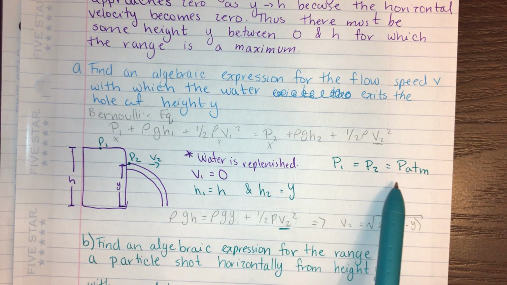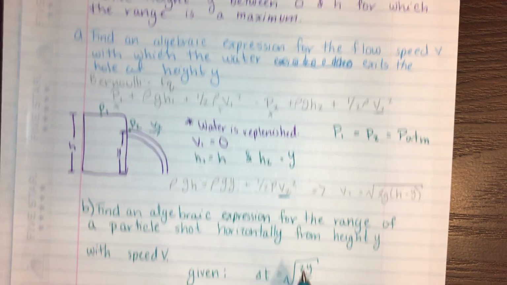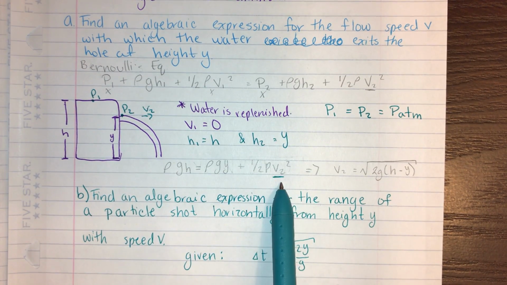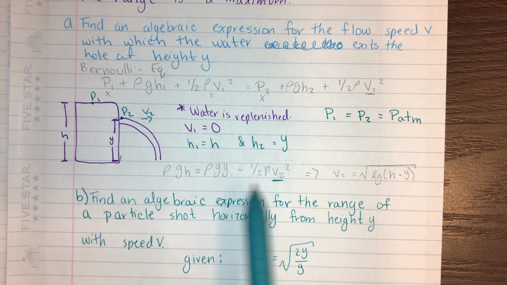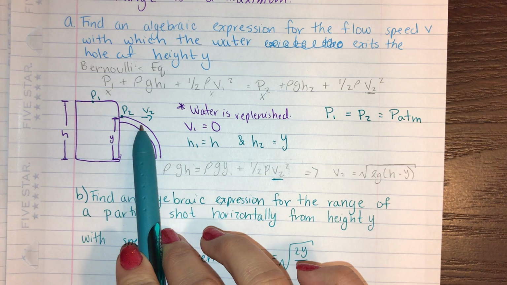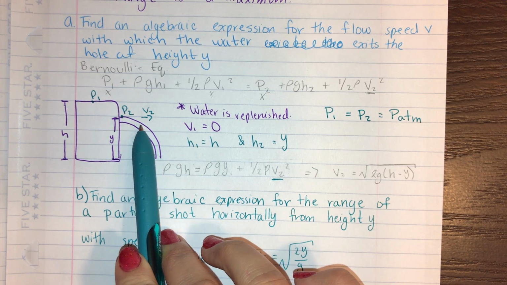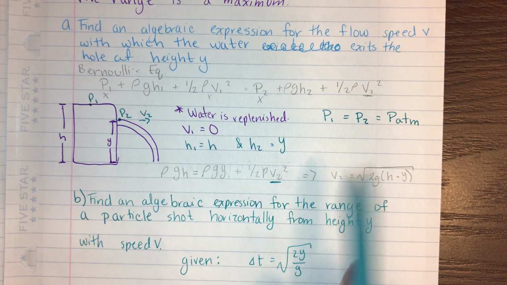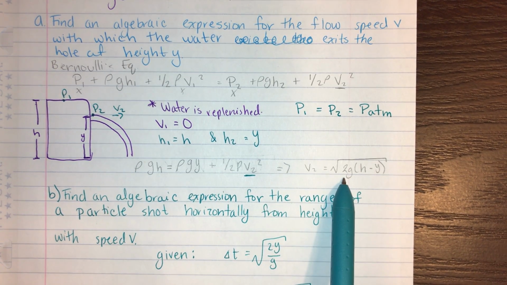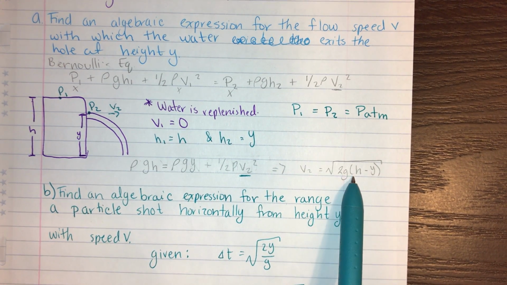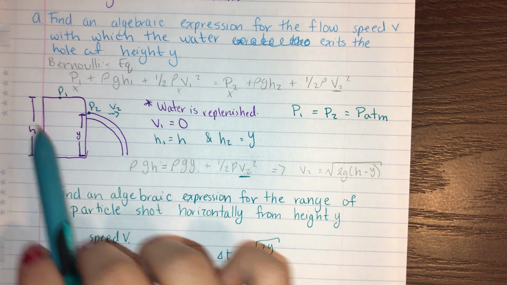So when we plug in all these known values, we are left with the expression down here with these three terms, and we are solving for v2, which is the velocity at which water exits the tank. By rearranging, we are left with v2 equal to the square root of 2 times gravity times the difference between h and y.